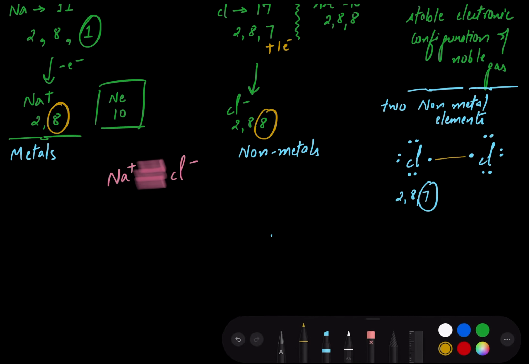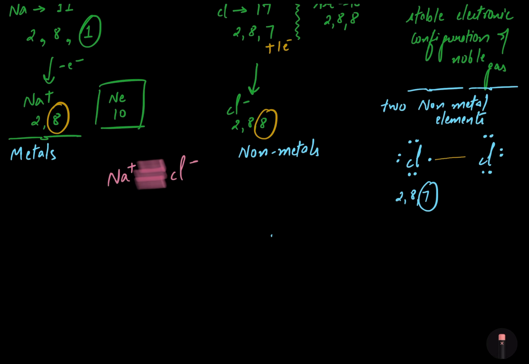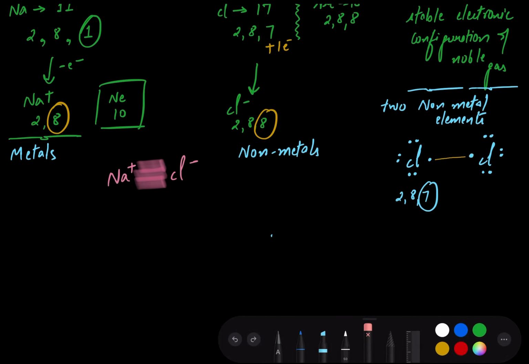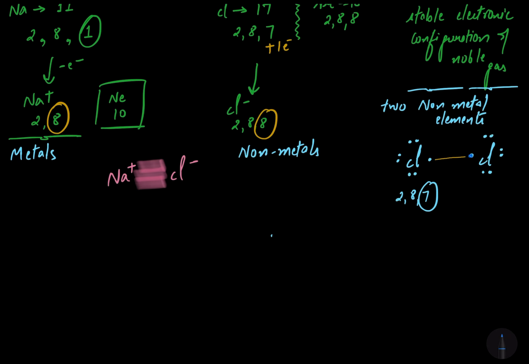That means this electron will be shared by the other chlorine, so it becomes a total of 8 electrons. Let me count it: 1, 2, 3, 4, 5, 6, 7, and 8. Now you have to count the electron of the other chlorine here, so it becomes an octet of 8 electrons.